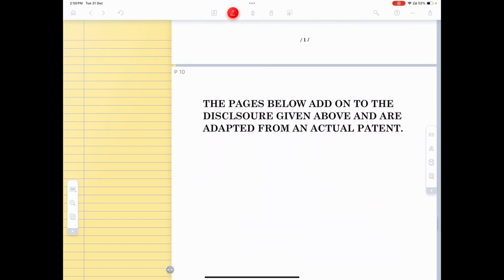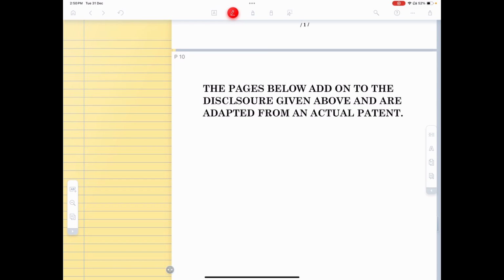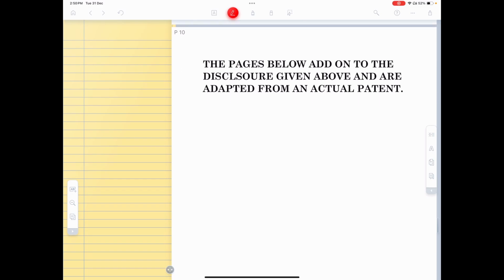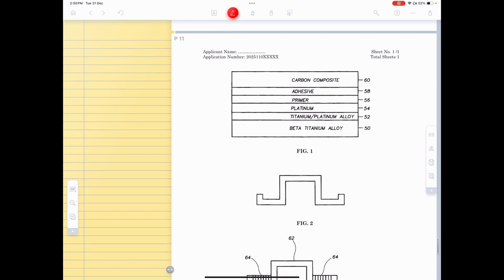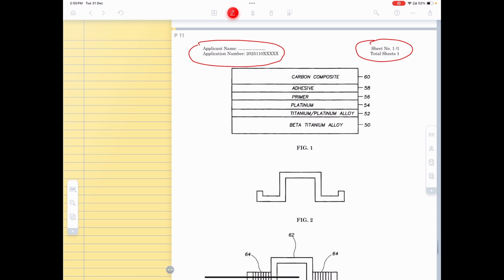Now, as I was saying, I used a particular patent application and added that particular information to the information that is given to us. Then how will the claims look? So, see this particular thing, this should be there in your exam as well. If you are adding on drawings, mention the applicant name, application number. So, this is just one sheet. This is sheet one of one, and total number of sheets is also one.